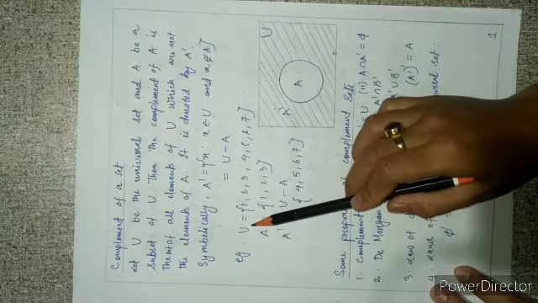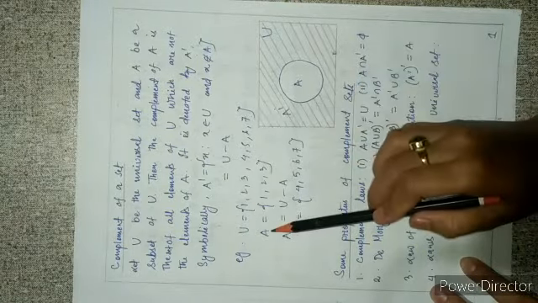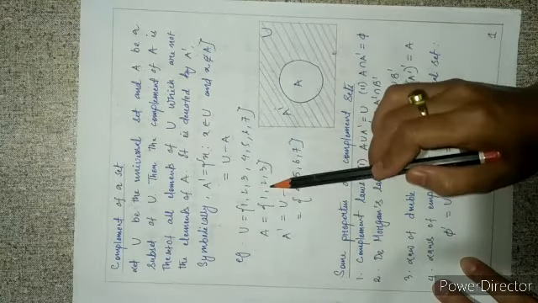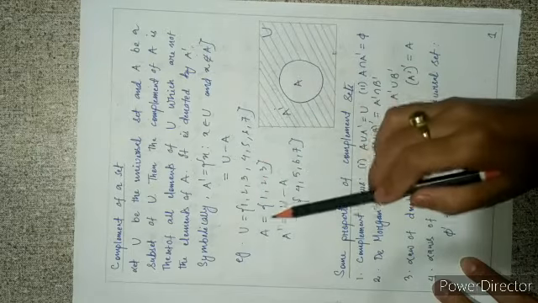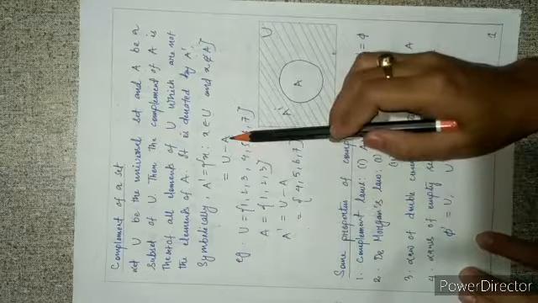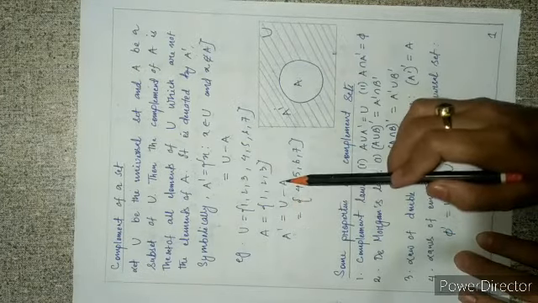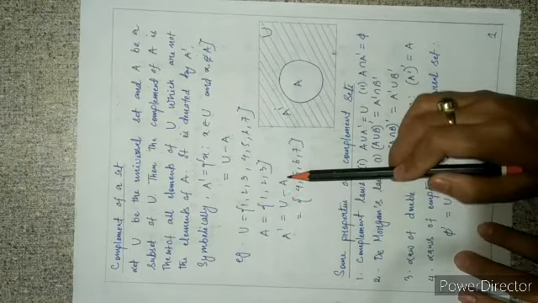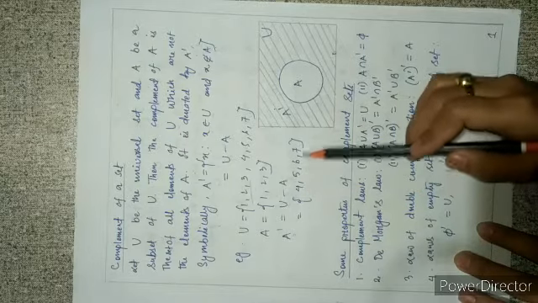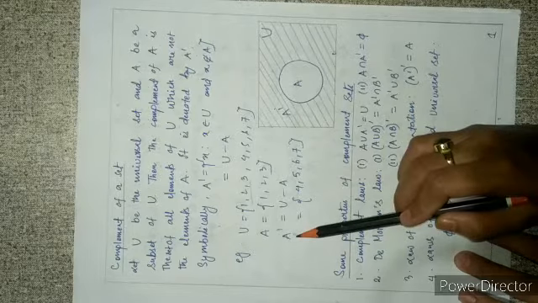Example, let U be the universal set whose elements are 1, 2, 3, 4, 5, 6, 7, and let us consider any set A whose elements are 1, 2, 3, and since all the elements of A are in U, so A is a subset of U, then we are going to find A dash. From the definition, A dash is given by U minus A. Find the difference of U and A. Subtract the 1, 2, 3. See the remaining elements, 4, 5, 6, 7. And so 4, 5, 6, 7 are the elements of complement of set A.